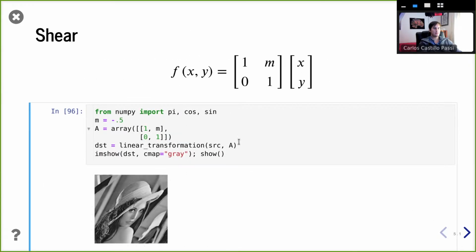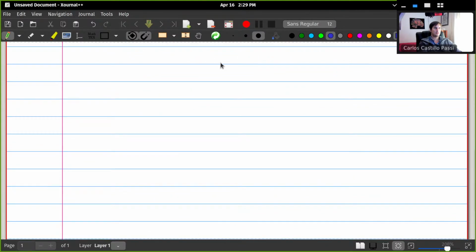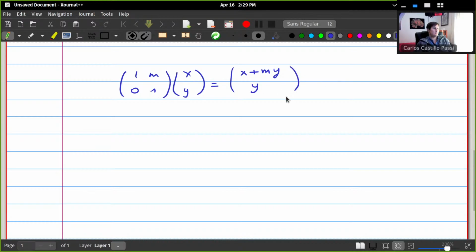And why does this happen? Because if we look at our matrix 1, m, 0, 1, and we apply it to our x and y, the result will be x plus my, and here it will just be y.